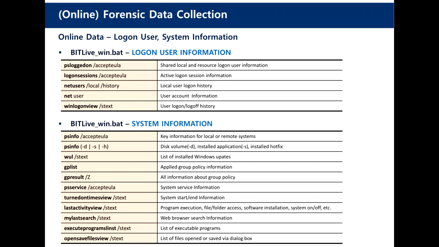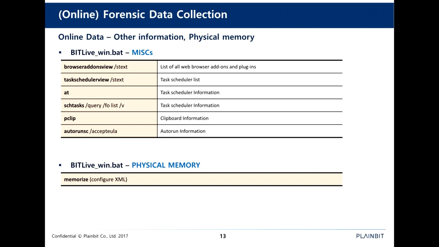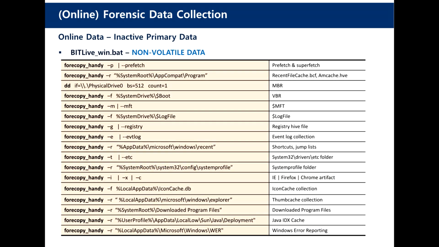Following is the command used to collect logon user information and system information. Following commands are used to collect network interface card information and password information. Many applications encrypt and store the user's ID and password using the DPAPI API. This encrypted password can be easily acquired in plain text when logged on. Following are commands for miscellaneous information and physical memory dumps. Following commands are used for non-volatile data collection, most of which use the CLI tool named 4copy_handy, which is an upgrade of the 4copy command. Commands used in each collection, collection results, and precautions to be taken in collection will be discussed in detail during the practice session.